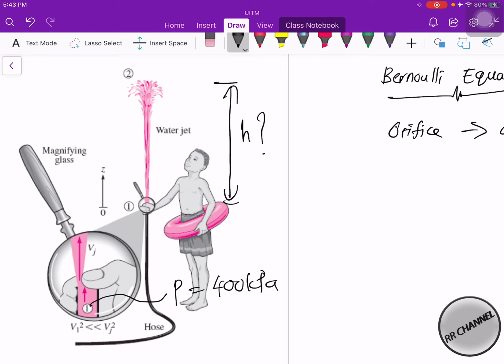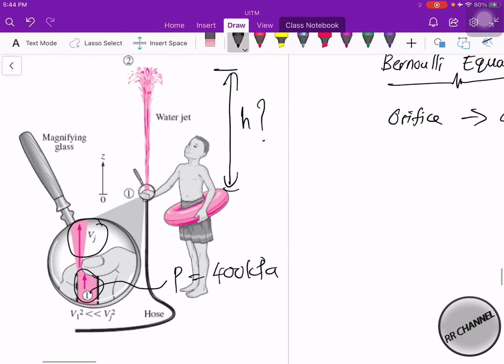So here, we need to look at point 1 and also the exit of his thumb. What we will see is a huge difference of velocity. At point 1, the velocity is quite lower compared to Vj due to the difference of area. For example, I just put some values here to help you understand the rationale of this assumption.